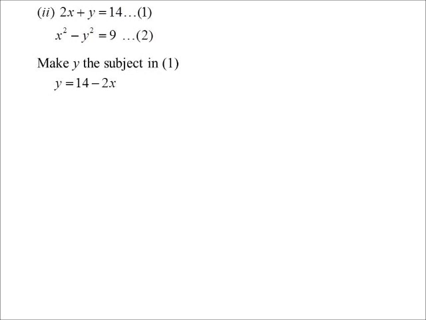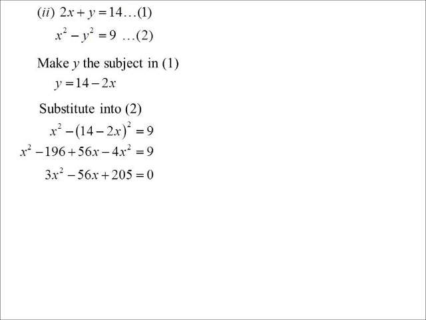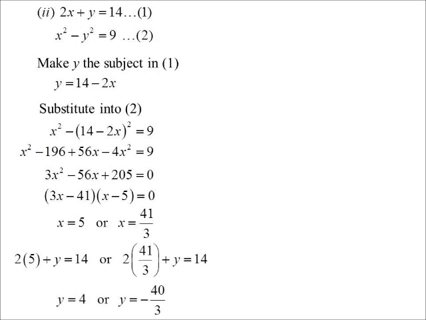Why did I choose y? Because the coefficient of y is already 1, so it makes it nice and easy to make the subject. Basically, that's why I picked it. But it doesn't matter. So y equals 14 minus 2x, substituted into the other one, and we end up with a quadratic equation. Amazingly, it factorizes: 3x minus 4, x minus 5. So there are our two possibilities for x, but that therefore means now there are two possibilities for y.